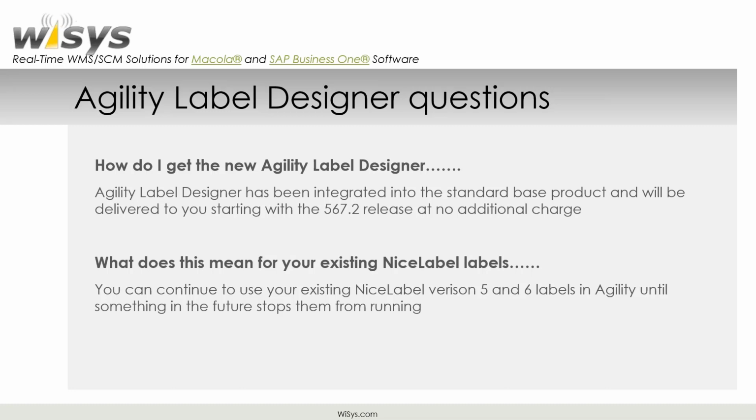And what does that mean for your existing NiceLabels? You can continue to use your NiceLabel version 5 and version 6 labels in Agility until something stops them from running. So if the runtime doesn't work anymore because something in Windows has changed so that the runtime won't work, until that point in time, your NiceLabels will run and you can continue working with them. So there is no rush to go out and convert all of your labels.